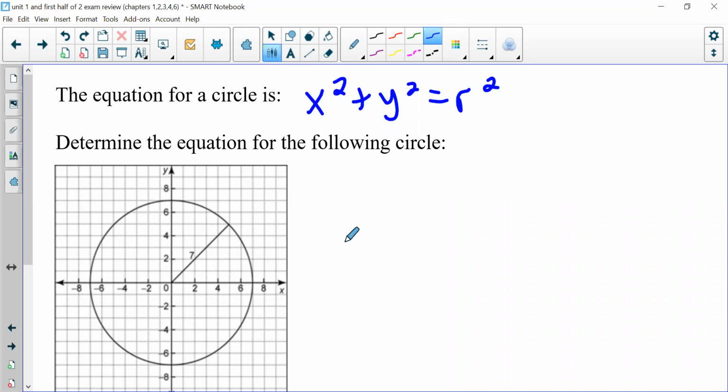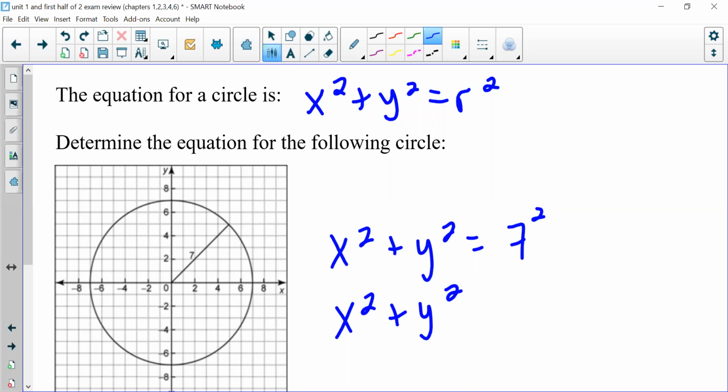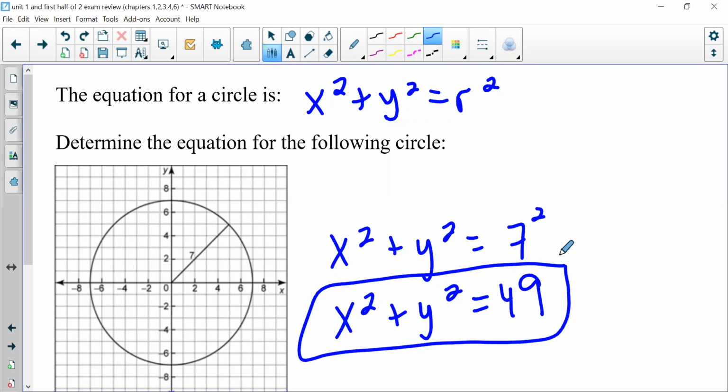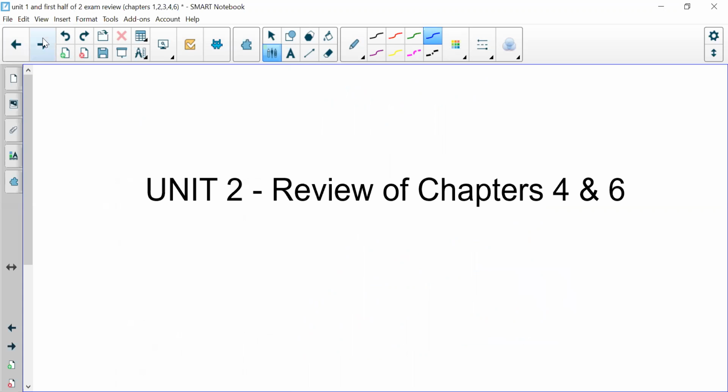Joel, you raised your hand. You would have the radius, which is 7. Yep. Then you would square that, and that'd be 49. Fantastic. And you would write x squared plus y squared equals 49. Thank you, Joel. Perfect. All you need for the circle is the radius, if the center is at 0, 0, which for this equation I will always give you the circle centered at 0, 0.